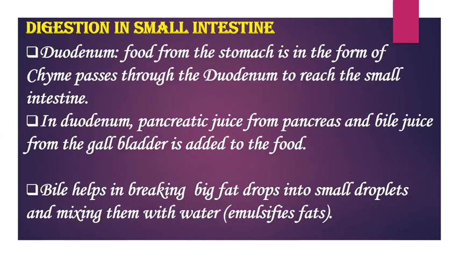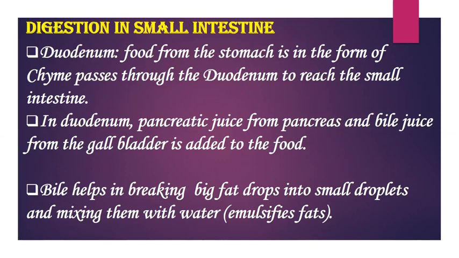Now let's see what happens in the small intestine. If you see, the first part of the small intestine, also called as duodenum. Food from the stomach, in the form of chyme, passes through the duodenum to reach the small intestine. In duodenum, pancreatic juice from pancreas and bile juice from the gallbladder is added to the food.